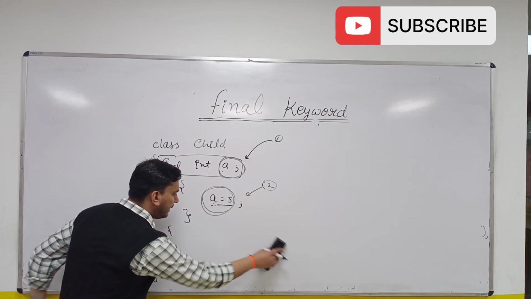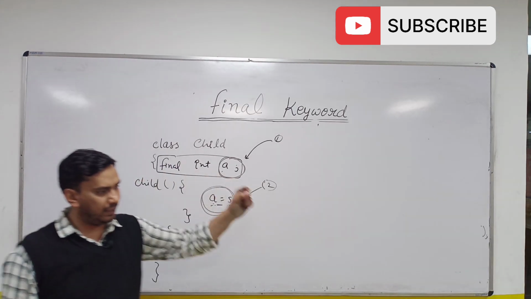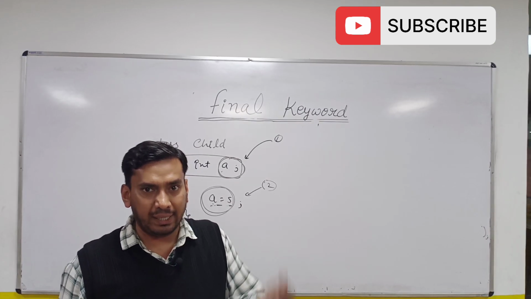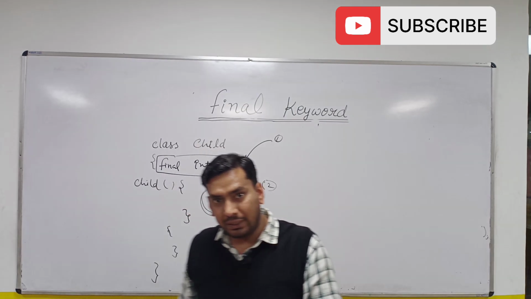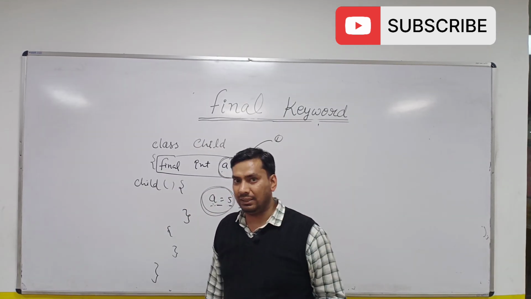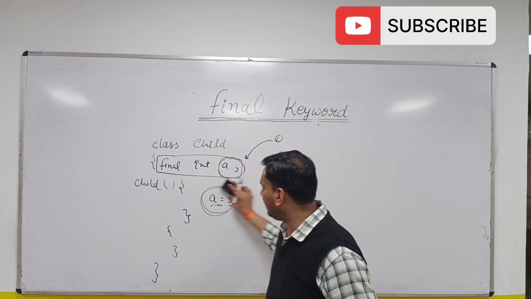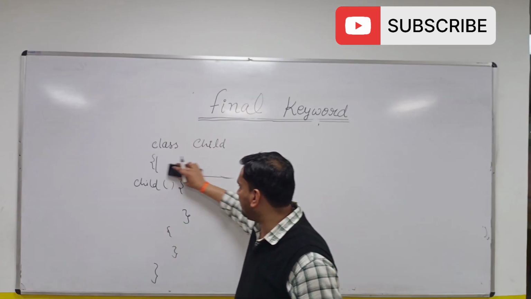If I have not initialized it here, then the constructor can be used. So this is the flow: declaration, anonymous block, then constructor. In any one place you can initialize it. If you try to reassign the value anywhere else, it will give you a compilation error, right? So this is how you can initialize the instance variable, or you can say the non-static data member of your class, in the final cases.